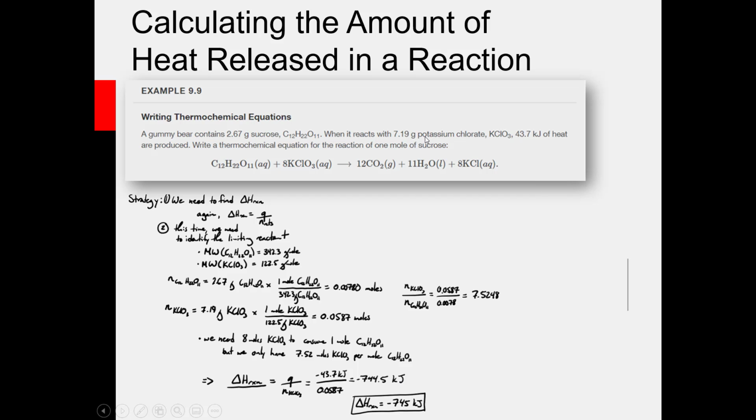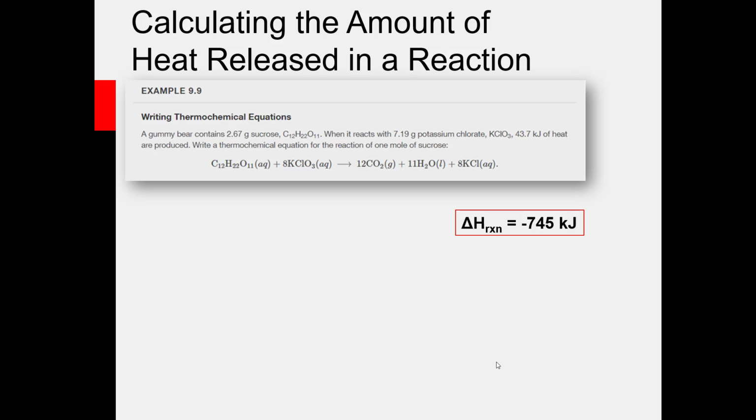3 significant figures looks reasonable here because all our mass measurements and our energy transferred measurement are to 3 sig figs. So we would call the enthalpy of reaction here negative 745 kilojoules. It's an exothermic reaction. And we should add delta H reaction equals negative 745 kilojoules to the balanced chemical equation to give our balanced thermochemical equation.